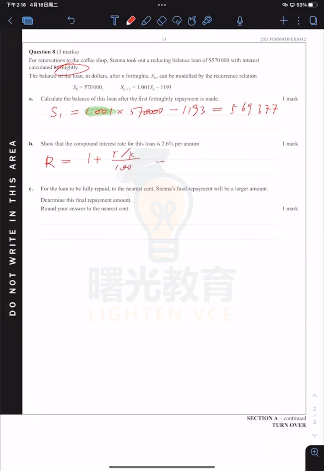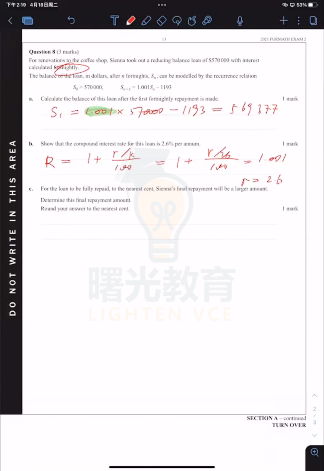Now in here, the annual rate is what we need to know. And how many times we compound a year is 26. That is why we highlighted the fortnightly at the beginning, because sometimes you just assume it may be monthly, maybe quarterly, depending on the method. Over 100, that is equal to 1.001. And finally, you can work it out and prove your R is equal to 2.6. And that is 2.6%. Please remember, the lowercase r here represents the number in front of the percentage sign.